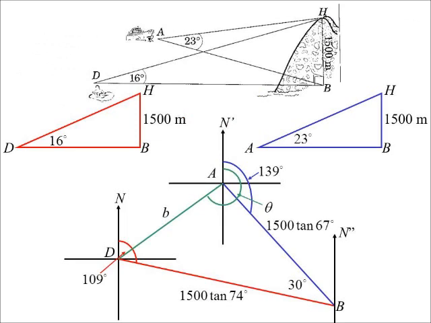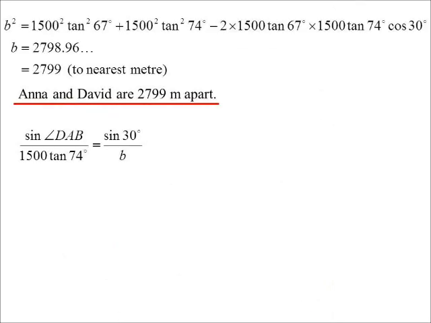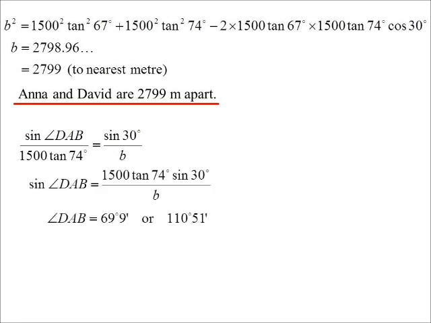We want to work out that bearing as well. We now have 3 sides of the triangle and 1 angle, so I should be able to find either of those other 2 angles now using the sine rule. So I'm going to go for DAB. Sine of DAB over 1500 tan 74 equals sine 30 over B. I'm not going to put in 2799 for B because that was an approximation. So whatever that exact value is, which is probably still in my calculator, I'll substitute that in for B when I'm punching the buttons. So we'll go 1500 tan 74 sine 30 divided by answer, because that's going to be my last answer.